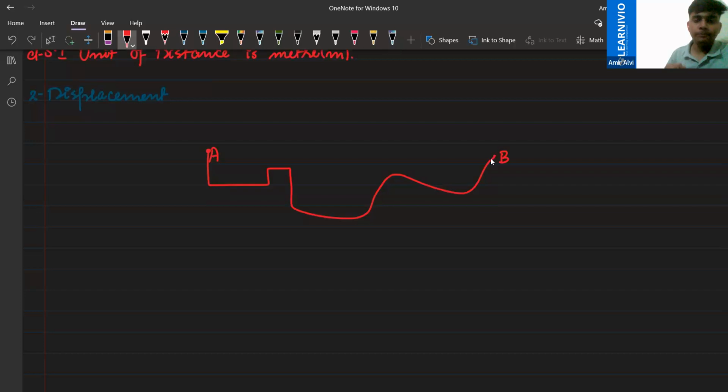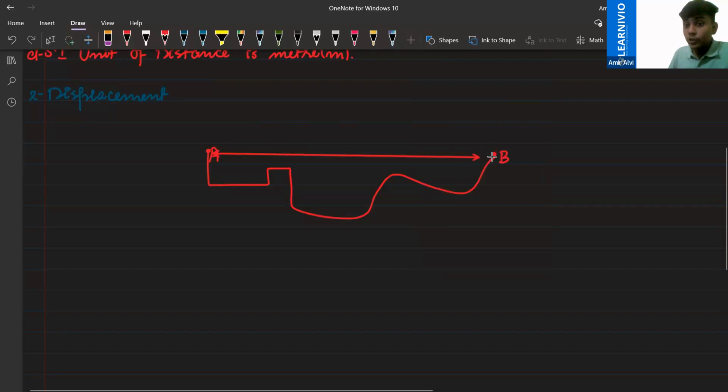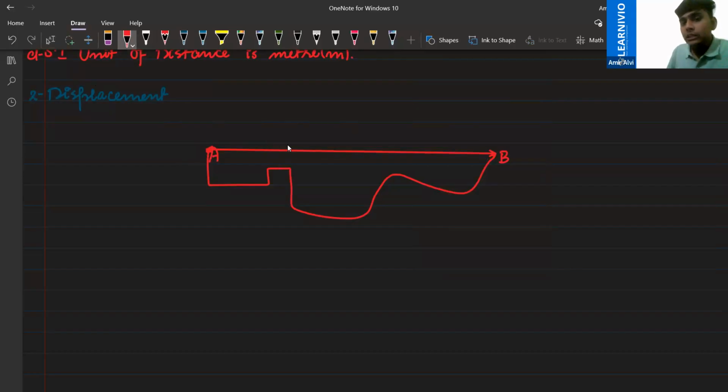Yes, sir. That's great. Now, displacement says that whatever is the shortest path between the initial and final point, that will be your displacement. What is the shortest path? It should be a straight line. Please keep in mind that it is always a straight line. As you can see between the 2 points, this is a straight line. So this is called displacement. It is the change of position. It doesn't matter what path you have taken, displacement is the shortest path.